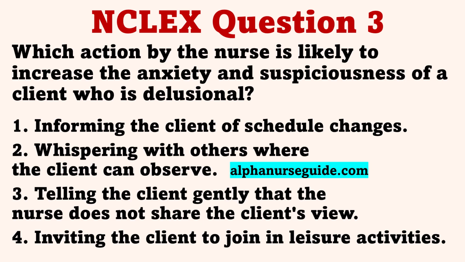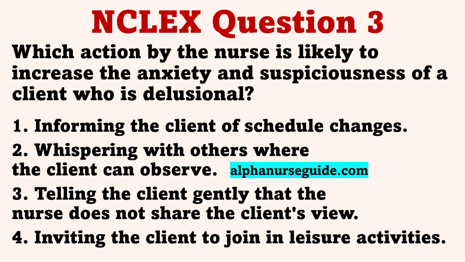The correct answer is 2. Whispering and laughing with another person where the client can see or observe a nurse, but not hear the conversation, increases the client's anxiety and suspiciousness. Therefore, this action should be avoided. Informing the client of schedule changes, telling the client gently that the nurse does not share the client's interpretation of an event, and inviting the client to participate in leisure activities help the client to decrease anxiety and suspiciousness and to focus on actual or realistic events.